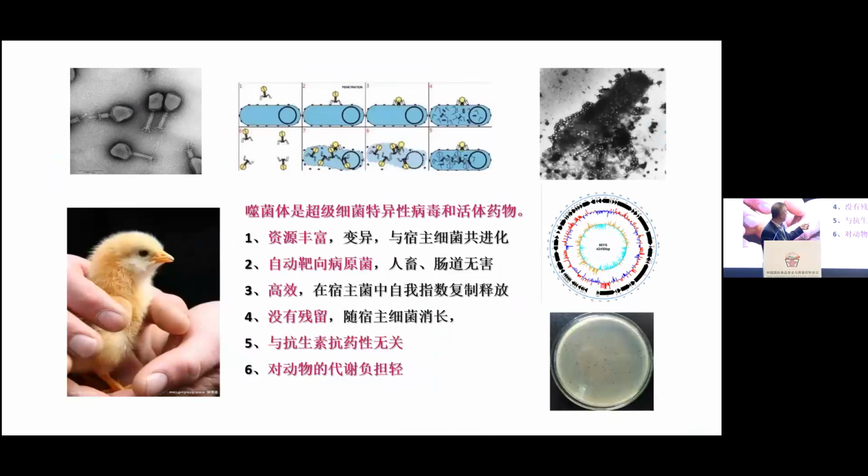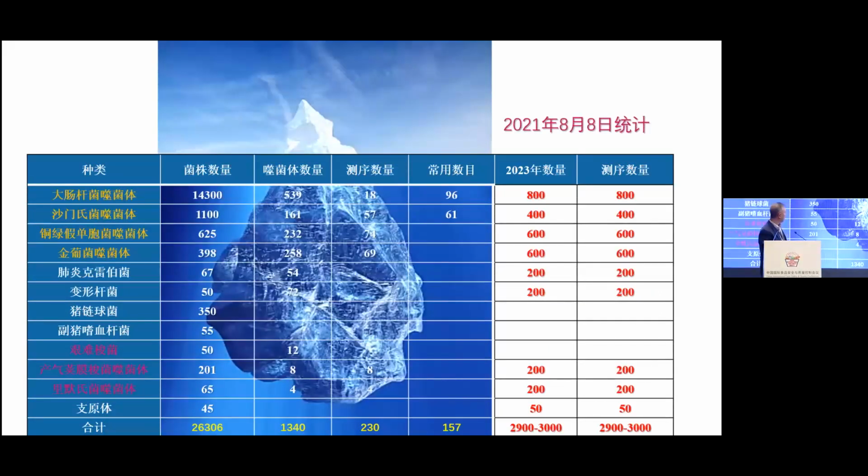You are familiar with the phage. It has very rich resources, and it has high efficiency with no residue, and it has no relationship with the antibiotics. And it has low toxicity. We have screened over 1,300 phages, and 4 of them are rather mature. And for others, they are difficult to be isolated.